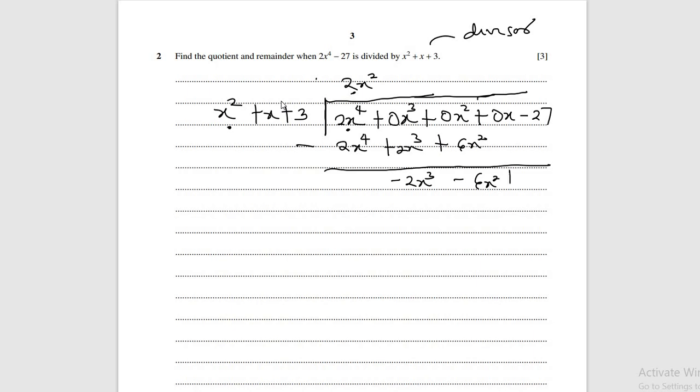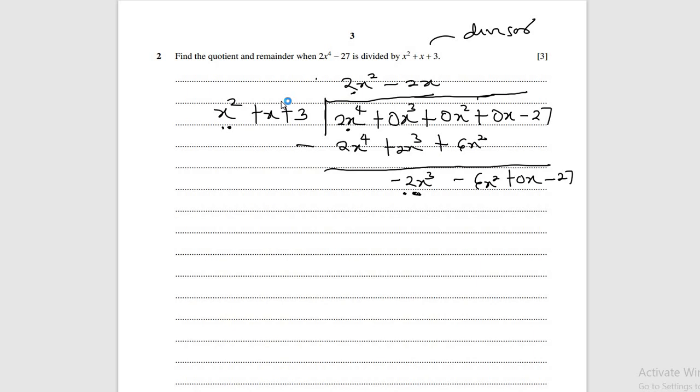0x, there's nothing under it, return it back. Minus 27, there is nothing under it, return it back. Now repeat the first step again. Minus 2x cubed divided by x squared. What do you have? That's minus 2x. Like I said, repeat the first step again.